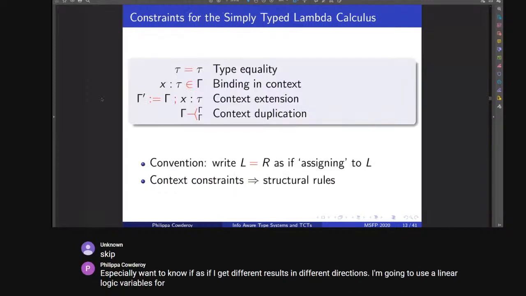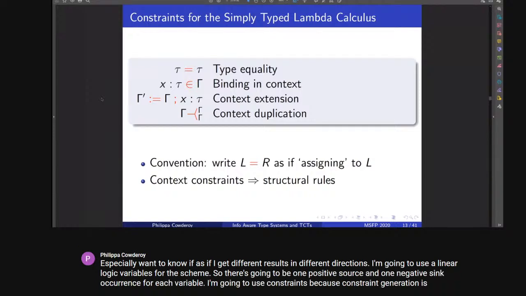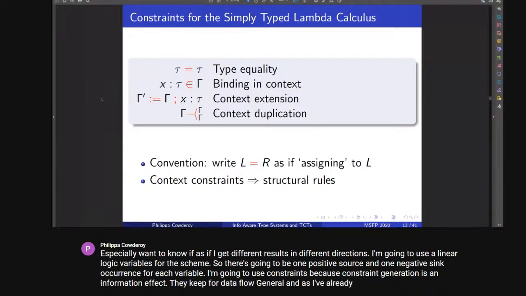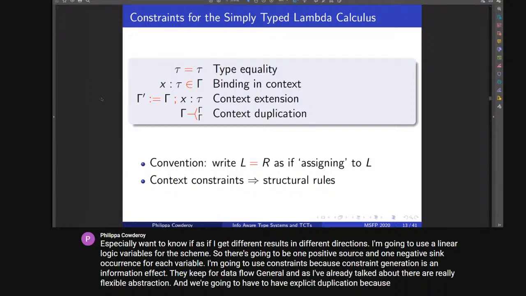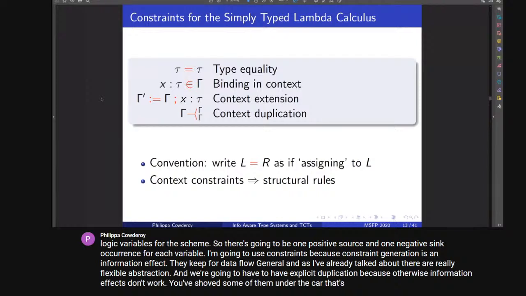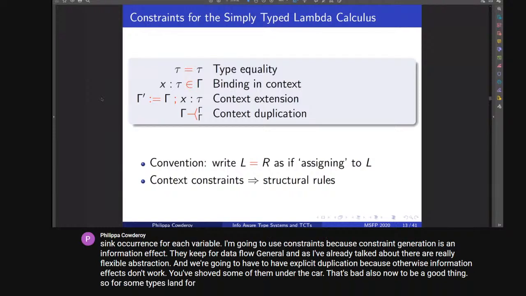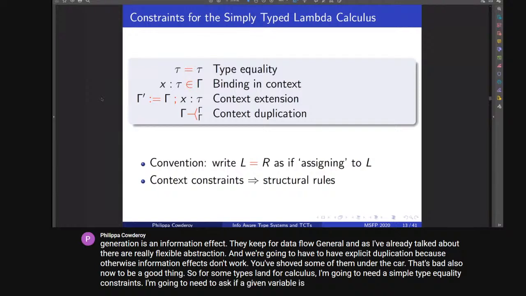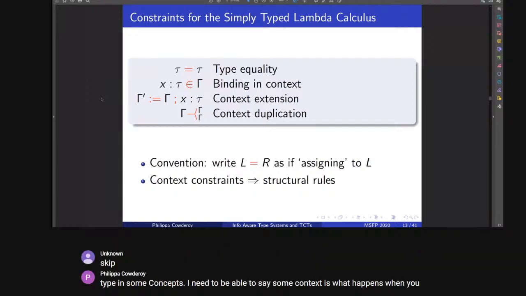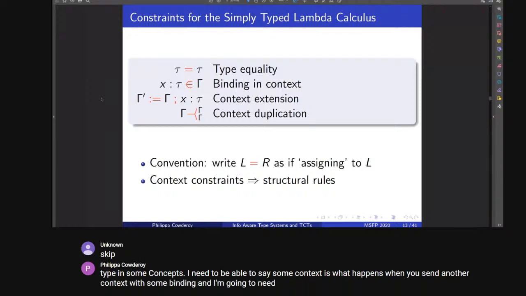So, for the simply typed lambda calculus, I'm going to need a simple type equality constraint. I'm going to need to ask if a given variable is bound to a given type in some context. I need to be able to say some context is what happens when you extend another context with some binding, and I'm going to need to duplicate contexts. Incidentally, I've got some red colouring on here, but if you're colourblind, you will be okay. There is no truly critical information contained in the colour.